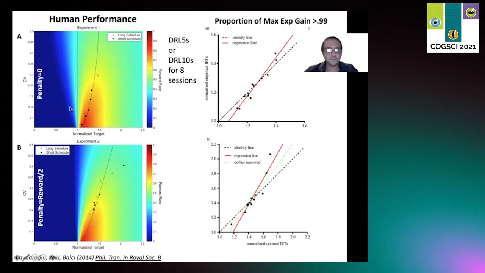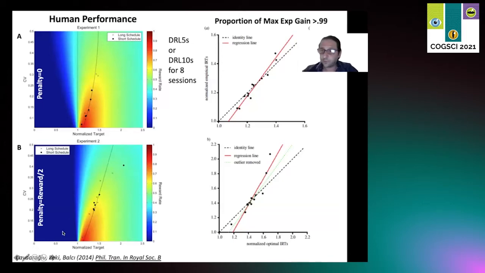as a function of CV. Now, each symbol here is the mean wait time of one participant. So each symbol corresponds to one participant. I think all of you would agree with me that participants are closely following that optimal performance curve.